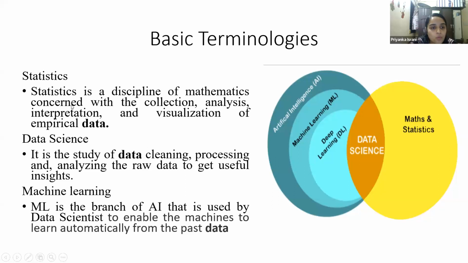Okay, so what is machine learning? Machine learning is a branch of AI that is used by data scientists to enable machines to learn automatically from past data. Data scientists are only working on the data. They are not concerned about getting predictions for the future. But machine learning is for training your machine, your computer, on the past data and getting insights for the future. That is machine learning.